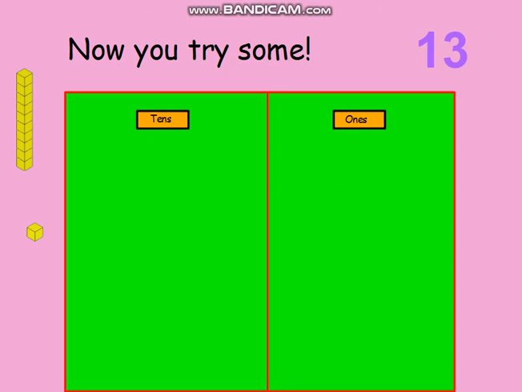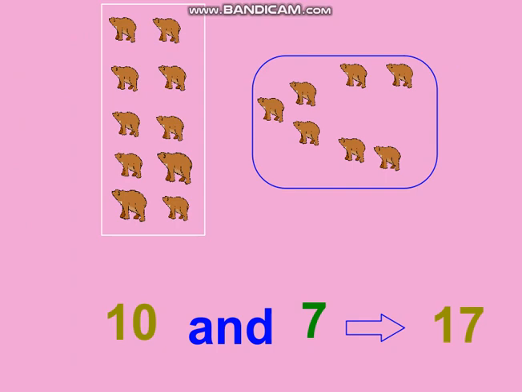Let's try to make this number. Number 13. Let's look at the tens. How many tens are there? Only 1. So we have to drag only 1 ten. How many ones are there? 3. So I have to drag 3 ones. Excellent. 1, 2, 3. So 1 tens, 3 ones. We've got number 13. Now let's think about the numbers from a different way a little bit.